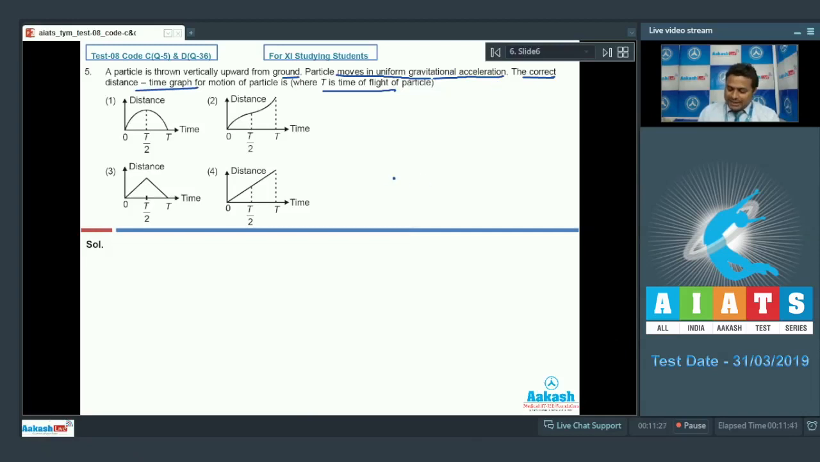Now, the particle has been thrown upward. So during the upward journey, the speed of the particle decreases, we know very well. Speed decreases means what? The slope of the distance time graph must decrease. Now, the particle has reached the highest point, then it will return. During the return journey, speed will increase, and speed increase means the slope of the xt graph increases.